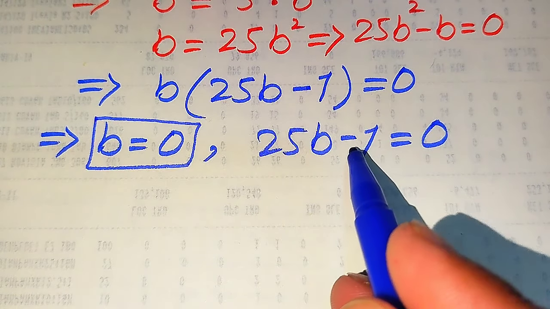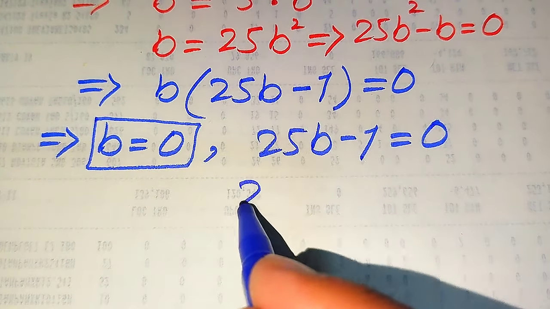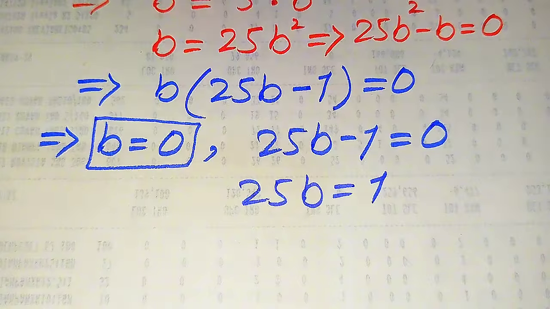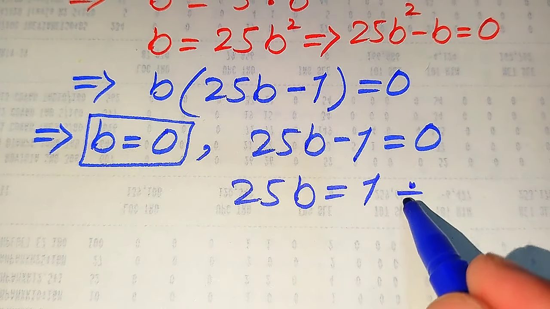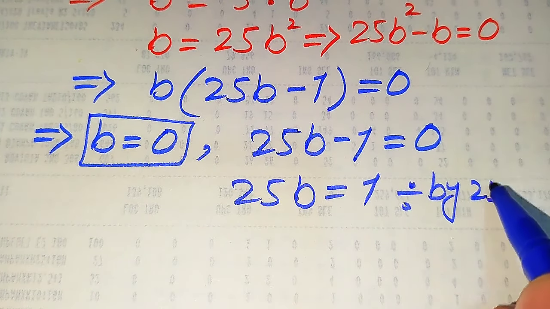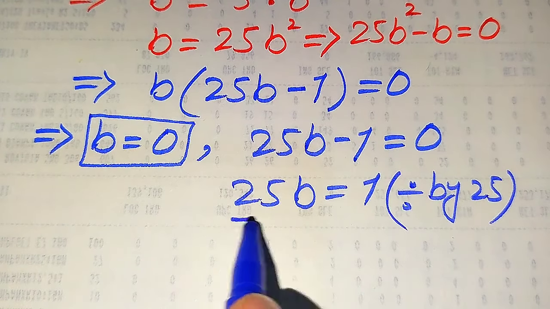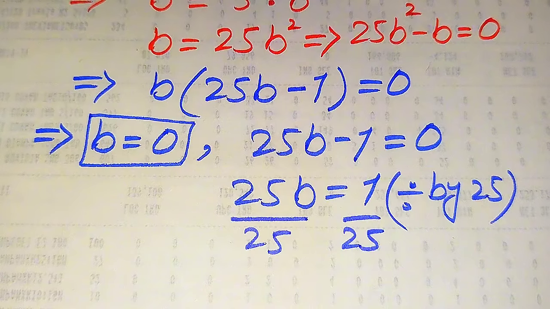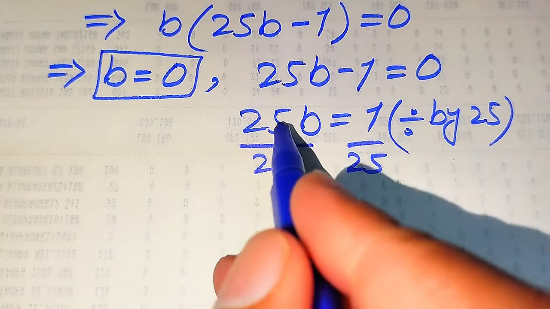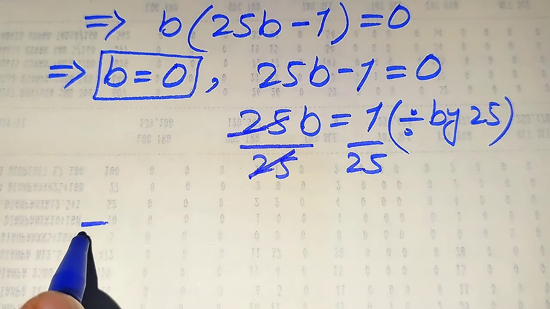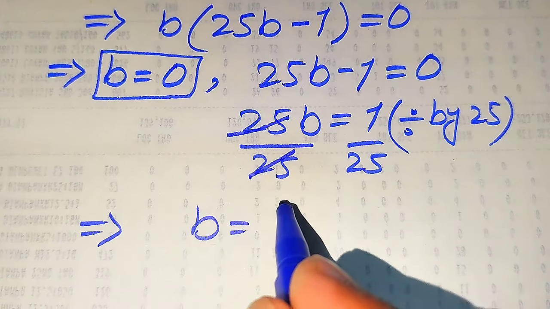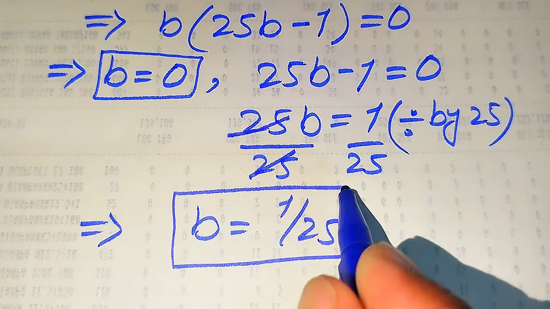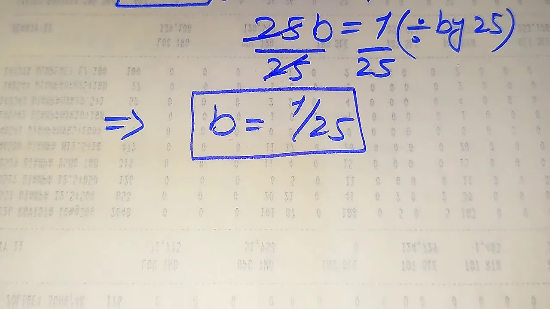Okay, so from here we first move this minus 1 to the right hand side, and it becomes 25b is equal to plus 1. And for the value of b, we divide both of the sides by 25. So when we divide by 25, it becomes 25b divided by 25, and 1 divided by 25. This 25 is cancelled out by this 25, and we get b is equal to 1 divided by 25. So this is the second root of the given equation, which we get from the first method.